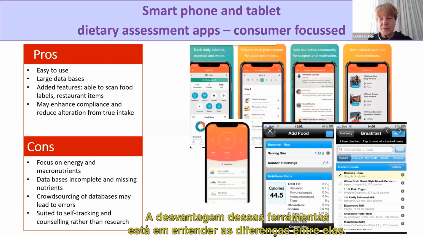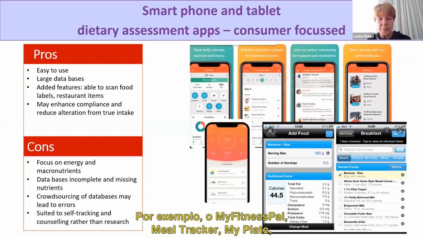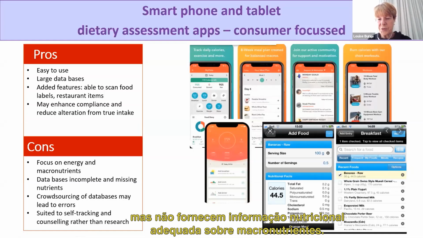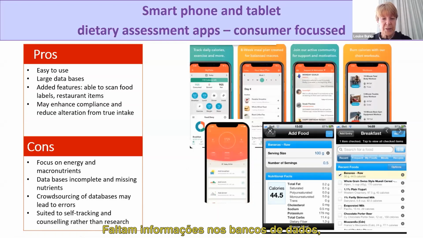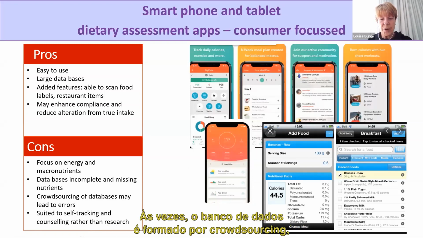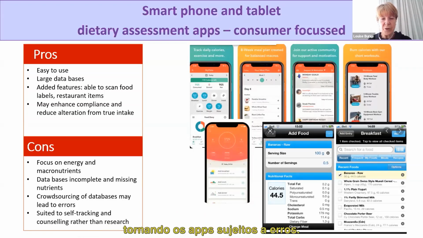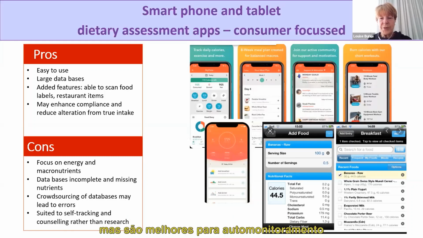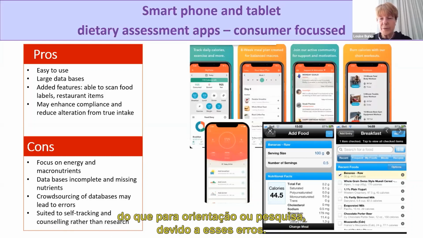But the disadvantage of some of these tools, and you might recognise some of these different apps, we've got MyFitnessPal, Meal Tracker, MyPlate, all just different examples of this, is that they're very much focused on energy and macronutrients, and they're not very suitable for giving you good information about many of the micronutrients. Many of their databases are missing information, and sometimes the databases have been put forward by crowdsourcing. They allow people who are using the apps to add their own information, and so you can get a lot of error being involved. I think these tools are really useful, but they're better for use as a self-tracker and for counselling than research because of those errors.